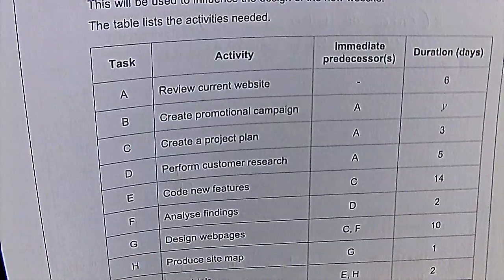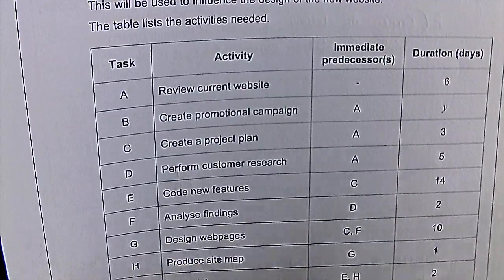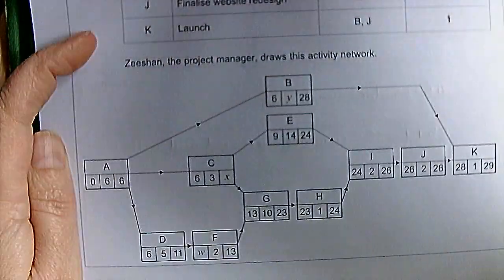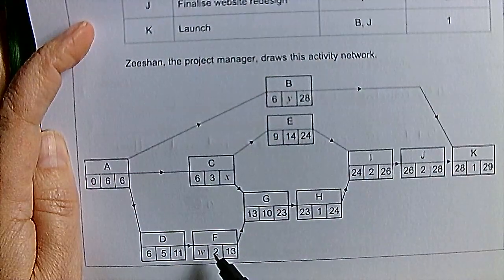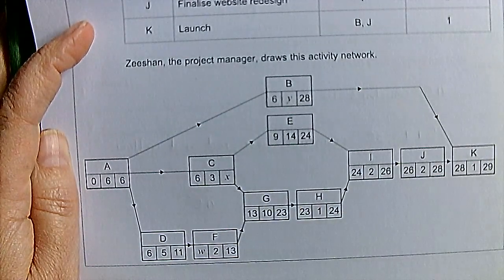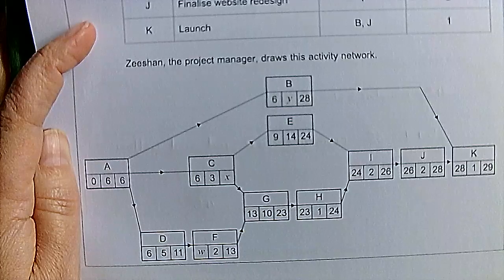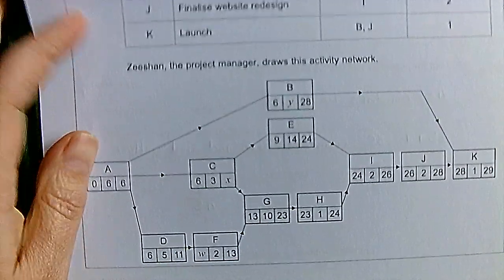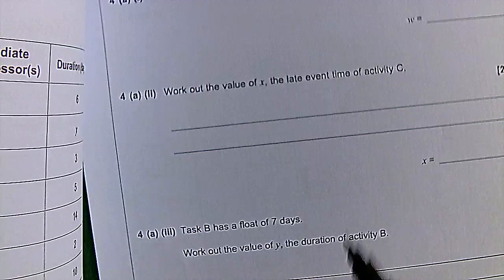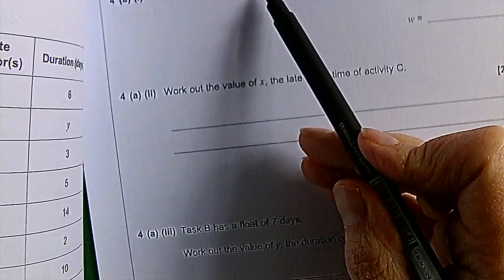And normally we'd be drawing an activity network, but this one has a little twist because they've actually drawn the activity network for you. But if you look closely, you'll notice that some of the numbers have been replaced by letters. So what we're going to do is figure out what those letters might be. They're suggesting that we start by figuring out letter W.